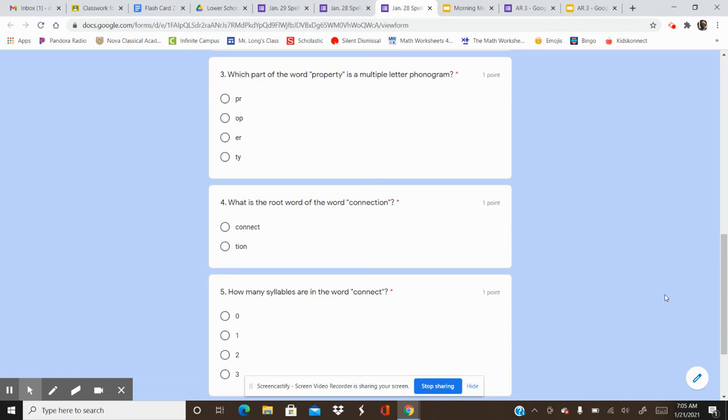Question number four. What is the root word of the word connection? Your options are connect or shun. Which of those is the root word?